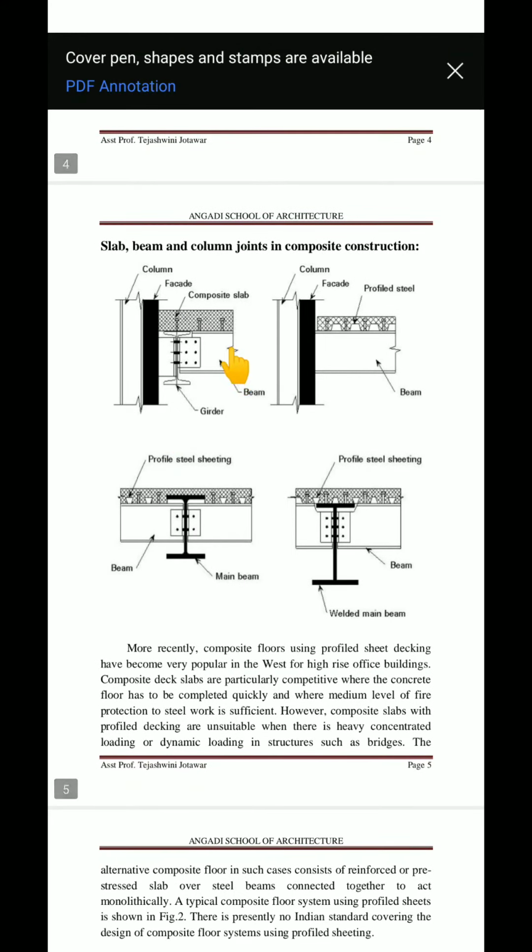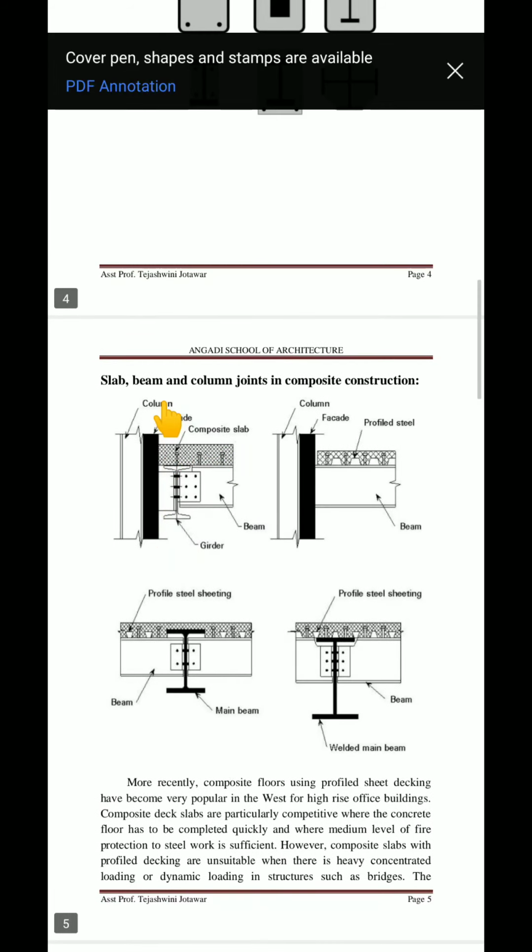This arrangement has concrete provided with shear connectors, and the beam is connected with the girder with the help of angle plates or cleat plates and bolted connection.